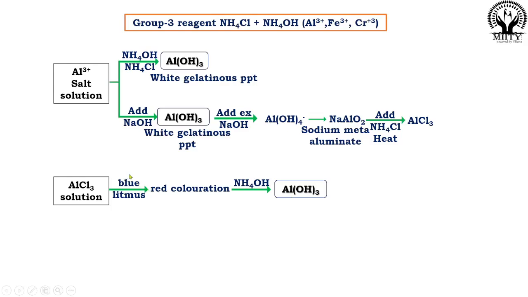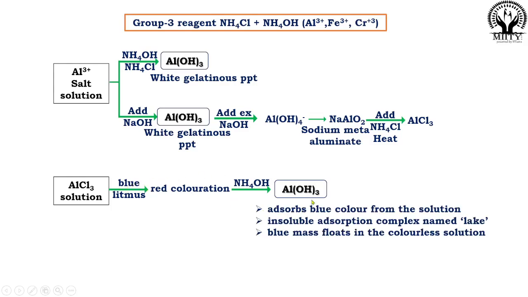But because of the blue litmus, this white gelatinous precipitate absorbs the blue color. Therefore, the solution looks blue, but it is actually a white precipitate of aluminum hydroxide, with the blue color of litmus adsorbed on it. It is an insoluble adsorption complex, and it floats in the solution. Therefore it looks like a lake, and so it is also called the lake test.